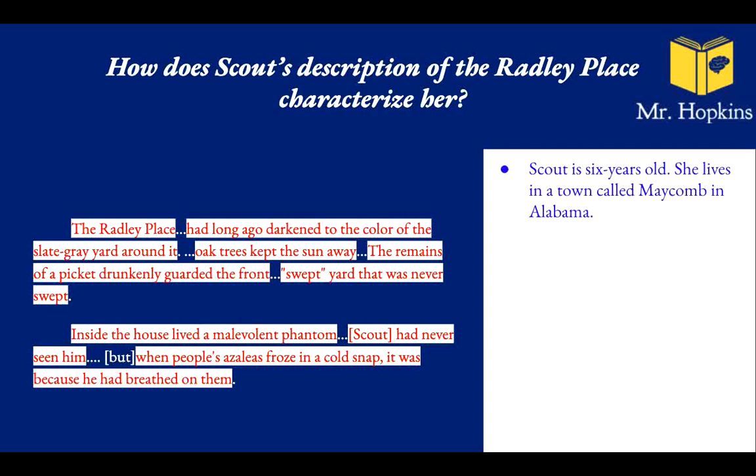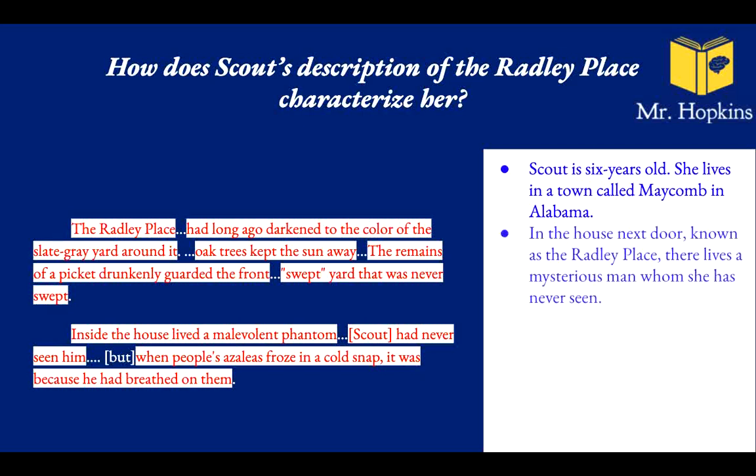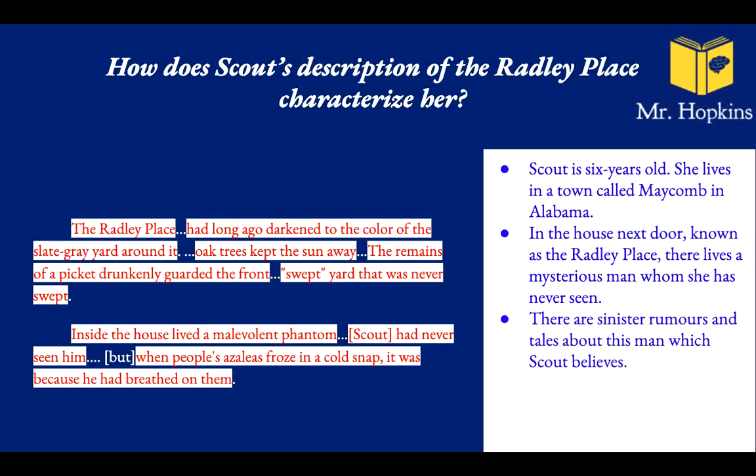Now, this is the context I need. Scout is a 6-year-old girl. She lives in a town called Macomb in Alabama. In the house next door, known as the Radley Place, there lives a mysterious man whom she has never seen. There are sinister rumours and tales about this man which Scout believes. She describes the house in chapter 1 using lots of eerie and scary imagery.